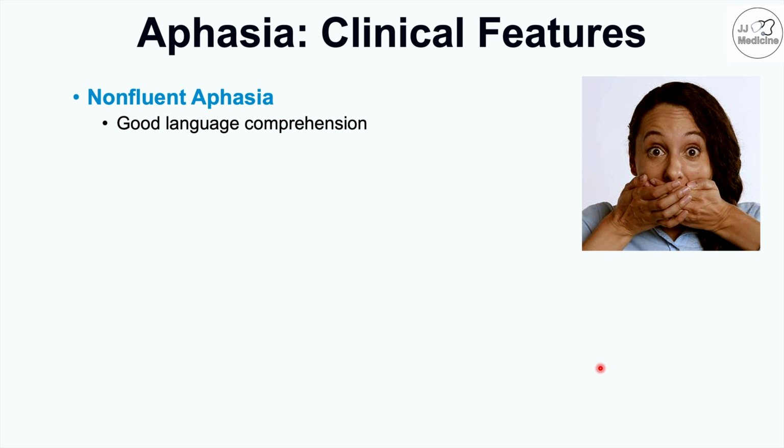So in non-fluent aphasia, we're going to have good language comprehension. The patient's going to understand what's spoken to them, but they're going to have issues with speaking in general. They're going to have a lot of trouble talking, getting their point across. They're going to have a lot of hesitations in their speaking. And then if you try to get them to repeat or name certain objects, they will also have issues with this as well because they have issues speaking in general.